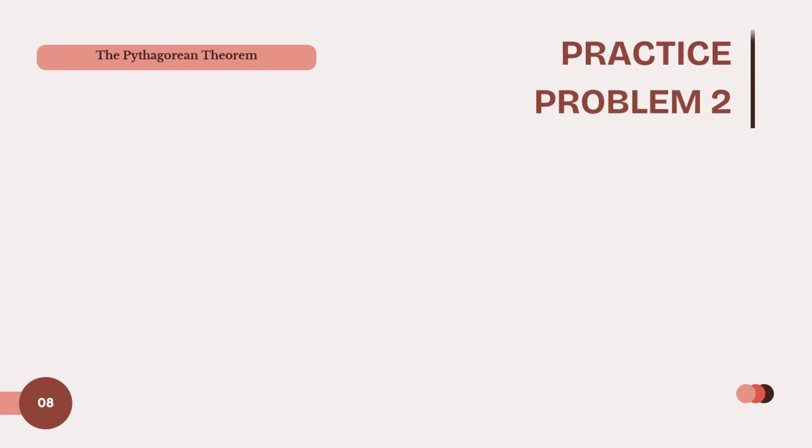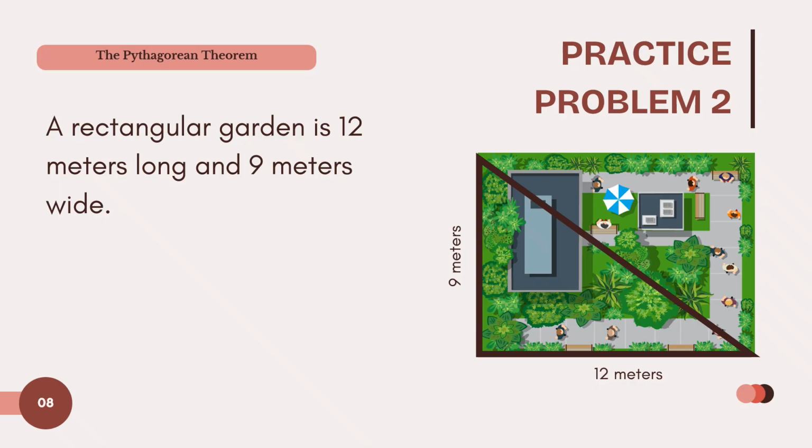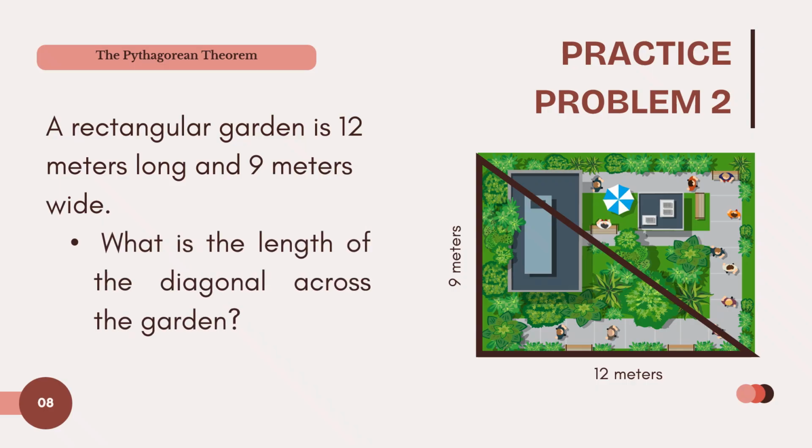Let's move on to practice problem 2. In this problem, we'll continue applying the Pythagorean theorem to find a missing side of a right triangle. A rectangular garden is 12 meters long and 9 meters wide. What is the length of the diagonal across the garden?